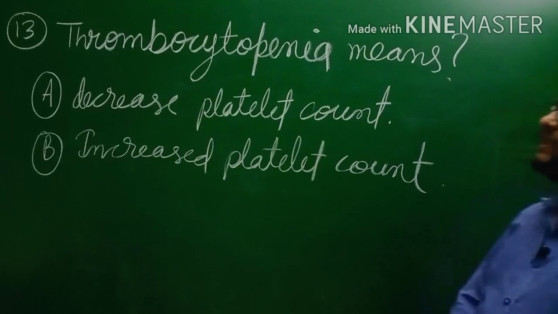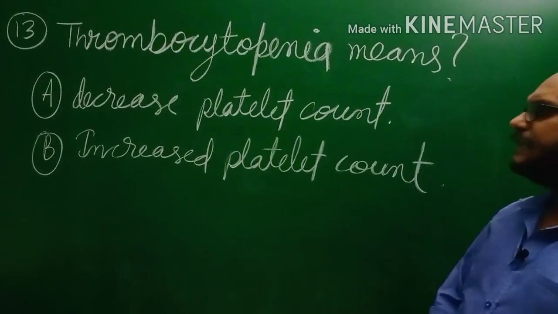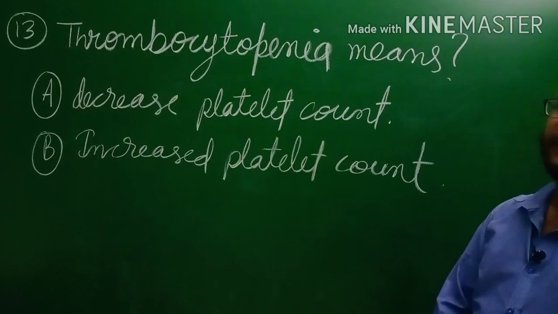Question 13. What is thrombocytopenia? Option A, decreased platelet count. Option B, increased platelet count.